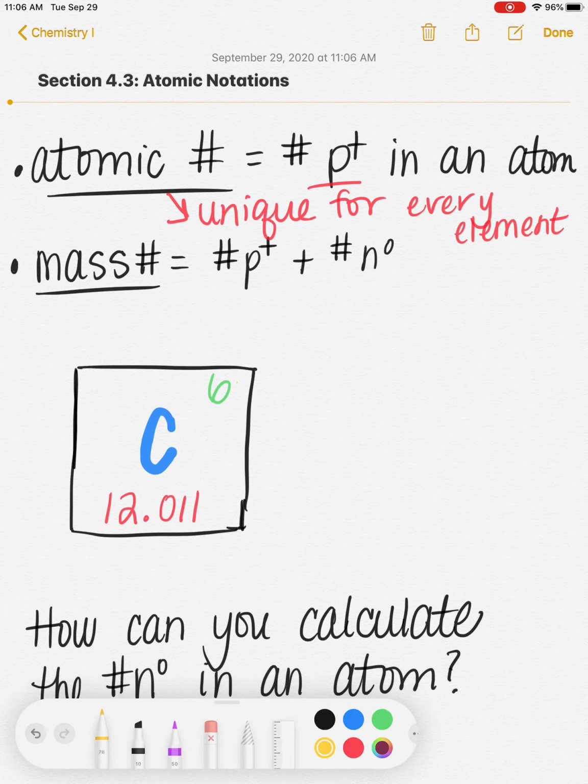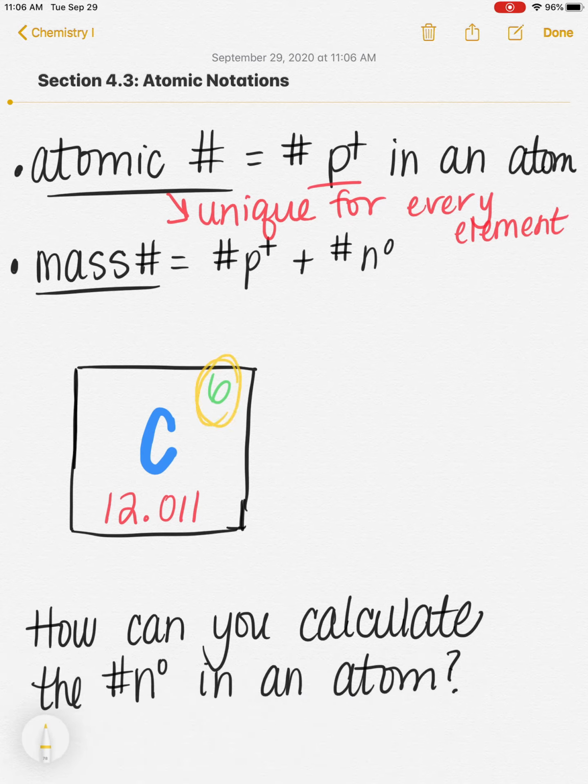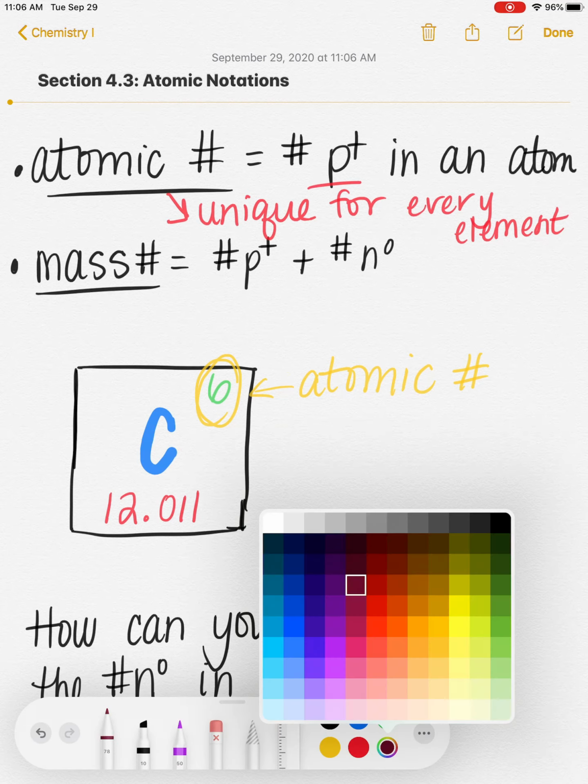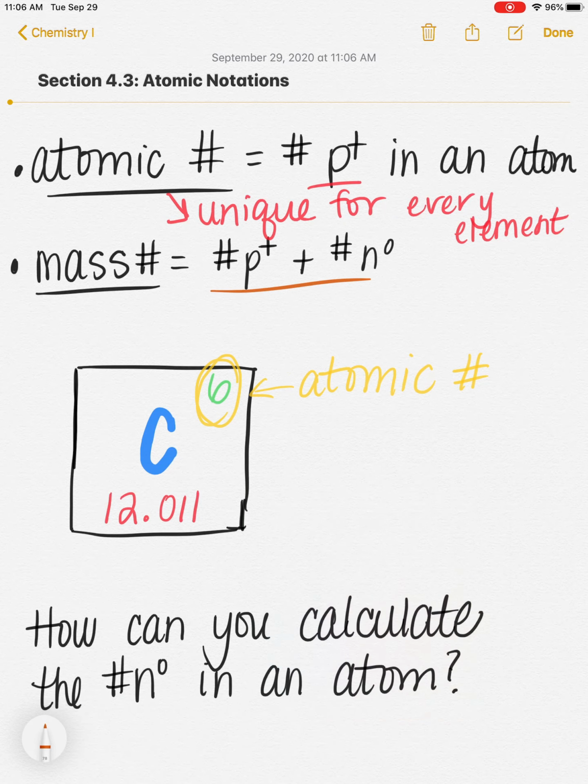Down here I have a sample box on the periodic table for carbon. Carbon right here has an atomic number of 6. So that means that all atoms of carbon have 6 protons in them. Mass number is the next thing that is defined in your textbook. And mass number is the number of protons plus the number of neutrons. So this is not always unique.